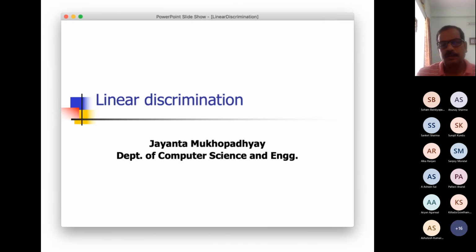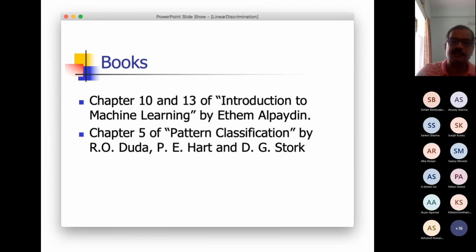Okay, so today we'll discuss a technique for classification. It's a very simple technique, that is linear discrimination, which means that we'll be using a discriminating function which is in the form of linear terms. So let us try to understand what it is.